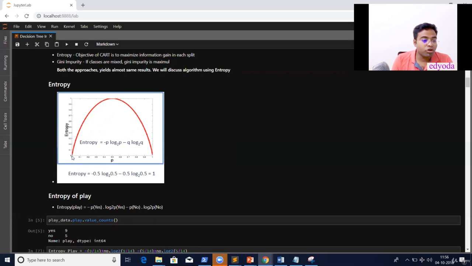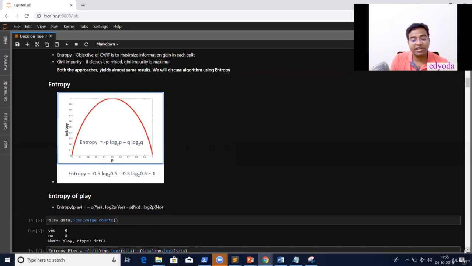So the entropy of the system is 0 if it is class A or class B. As it reaches equal distribution of both of them, the entropy is at the highest. To calculate the entropy, P is the probability of yes and Q is the probability of no, given the data consists of only yes or no. So it boils down to: minus probability of yes times log 2 of probability of yes, minus probability of no times log 2 of probability of no. If there are more classes, you need to continue doing this, right?